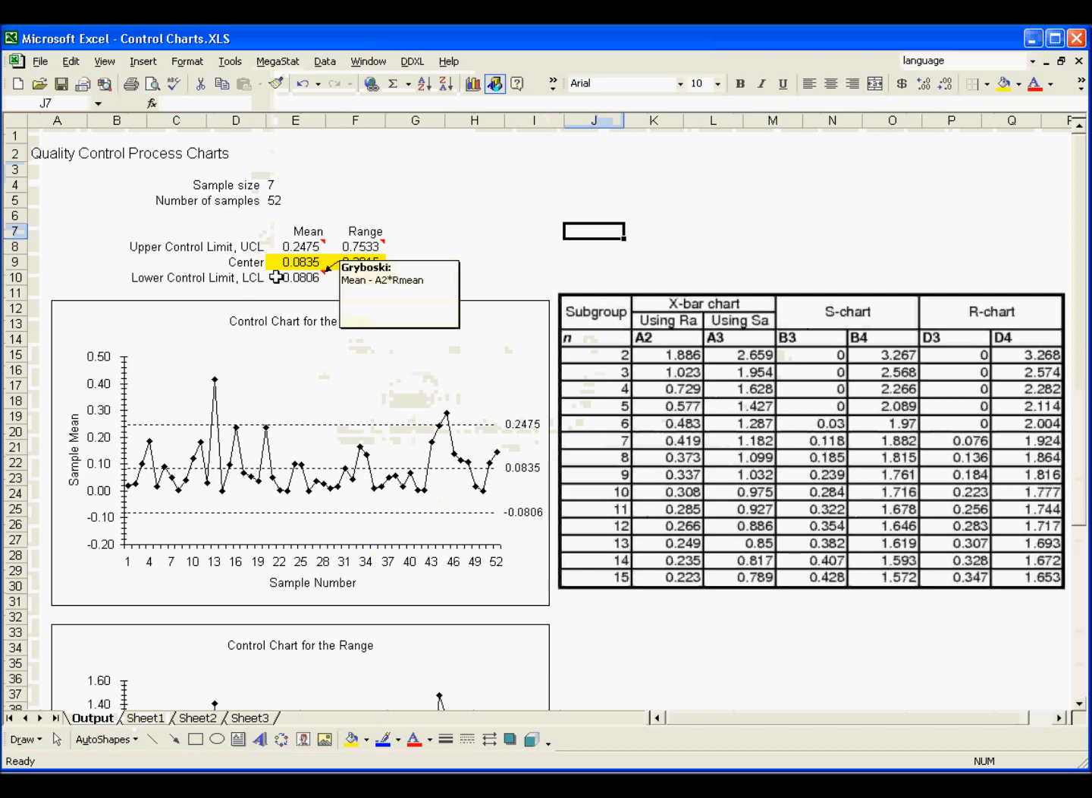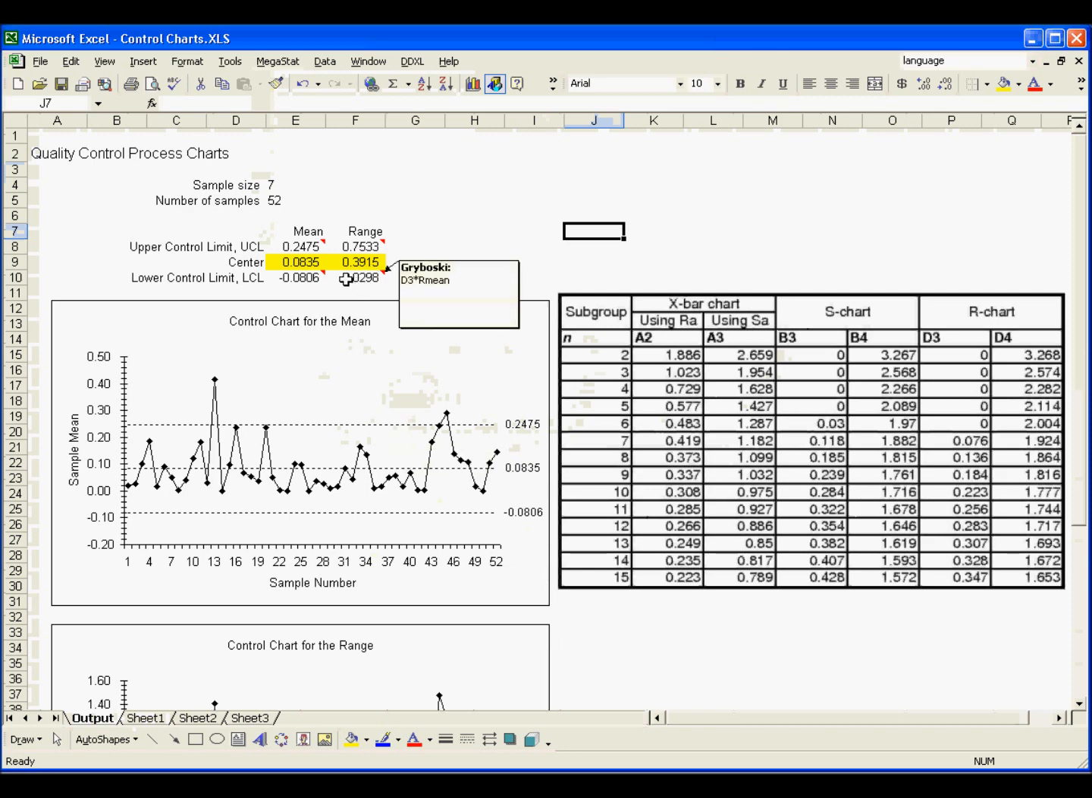So certainly something you could do by hand or with Excel without this program. It would just take a little bit longer. So that's the lower control limit, and that's what we see here on this graph. The upper control limit, as you've probably guessed, is this mean 0.0835 plus A2 times the mean of the ranges. And you see that right here with the dotted lines. So you've got the center, the lower, and the upper.